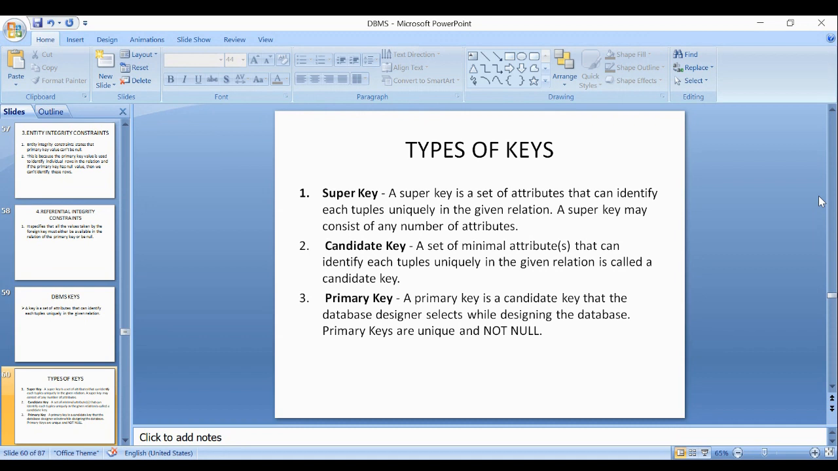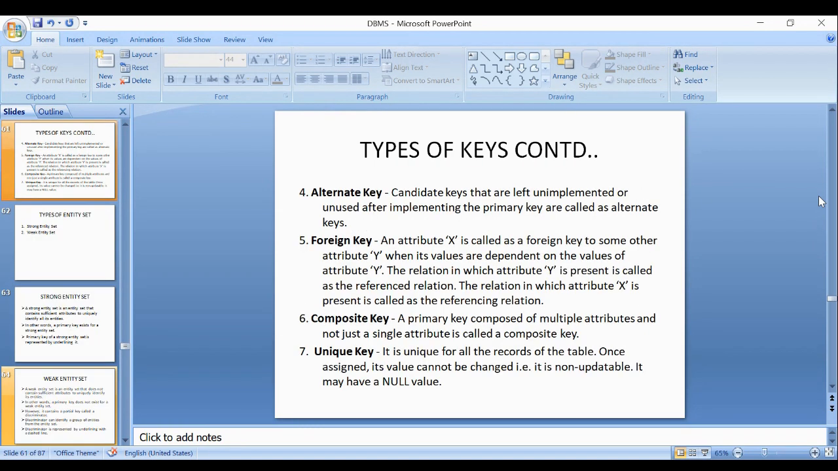Now coming to the third, that is primary key. A primary key is a candidate key that the database designer selects while designing the database. Primary keys are unique and not null. Now coming to the fourth one, that is alternate key. Candidate keys that are left unimplemented or unused after implementing the primary key are called alternate keys.